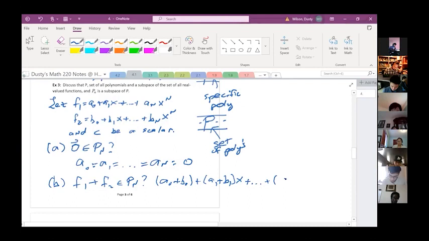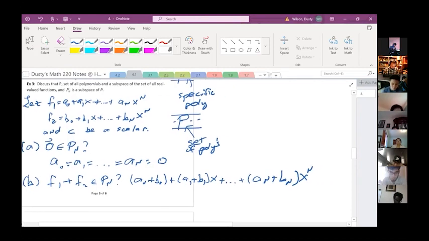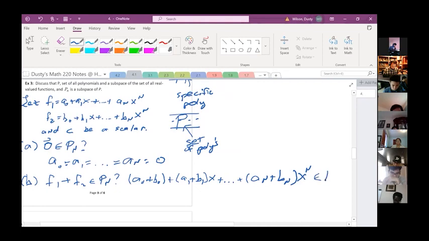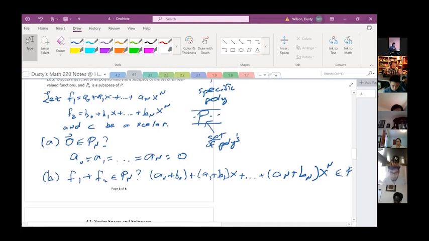plus a_n plus b_n x^n. Is this in Pn? Is this a polynomial? Yeah. Still a polynomial. How about scalar multiplication?